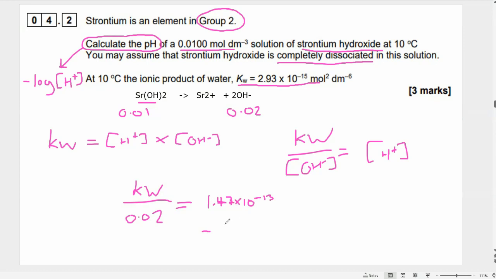Now we need to minus log our answer here, so minus log 1.47 times 10 to the minus 13, sorry, and that is going to give you your pH.